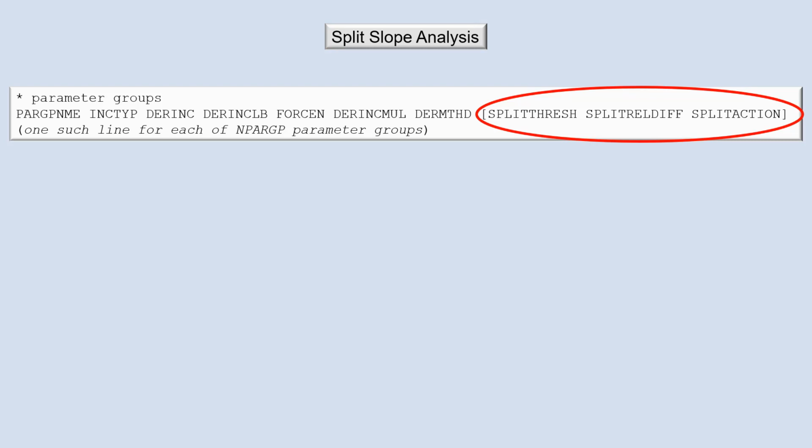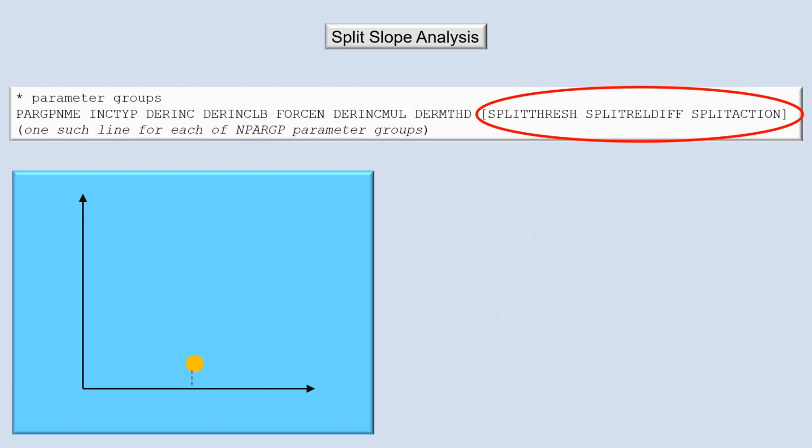Or we can use split slope analysis. There are three optional variables which can be placed at the end of this line in the parameter group section of the PEST control file, which tell PEST, or PEST HP, how to do split slope analysis. And the idea is this. Suppose this is the value of a parameter along the x-axis, and this is the value of a model output along the y-axis. This is the output corresponding to our current best parameter value.